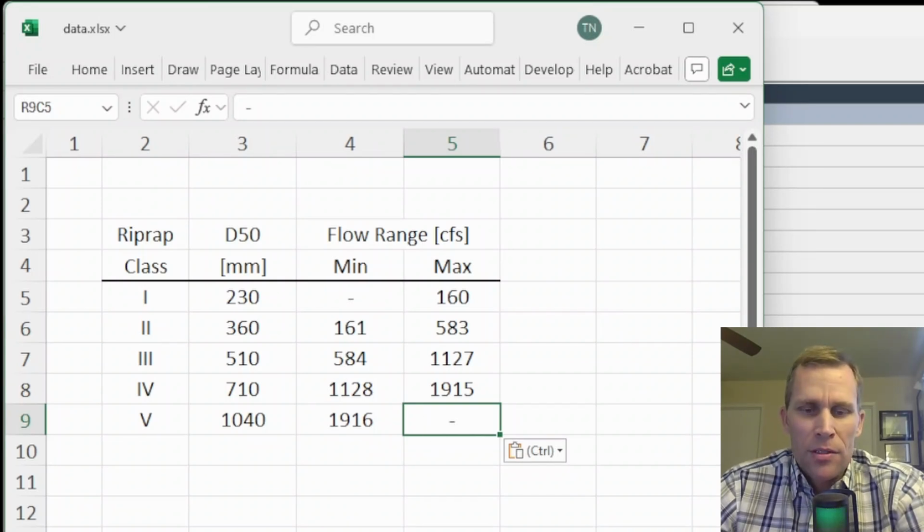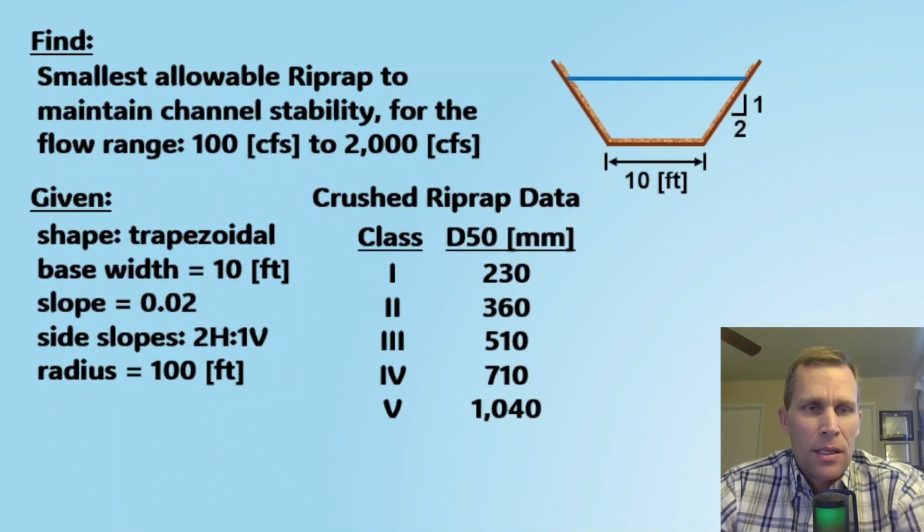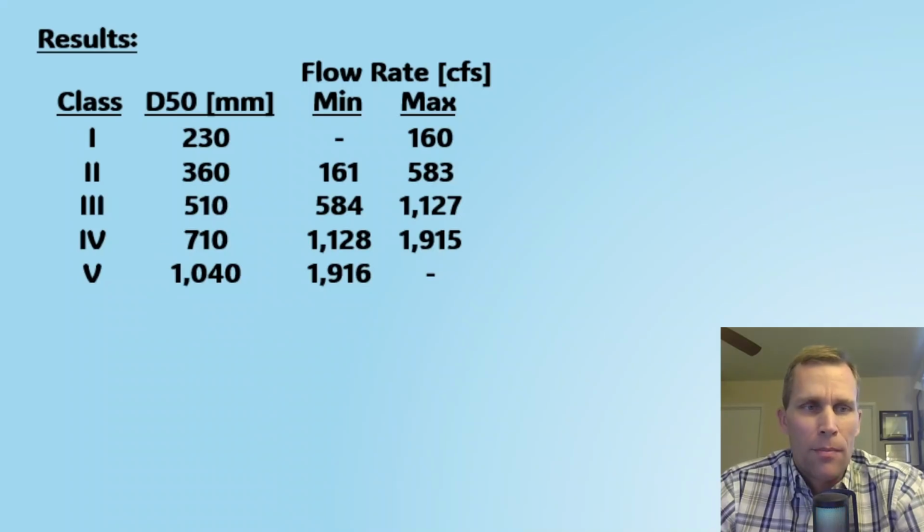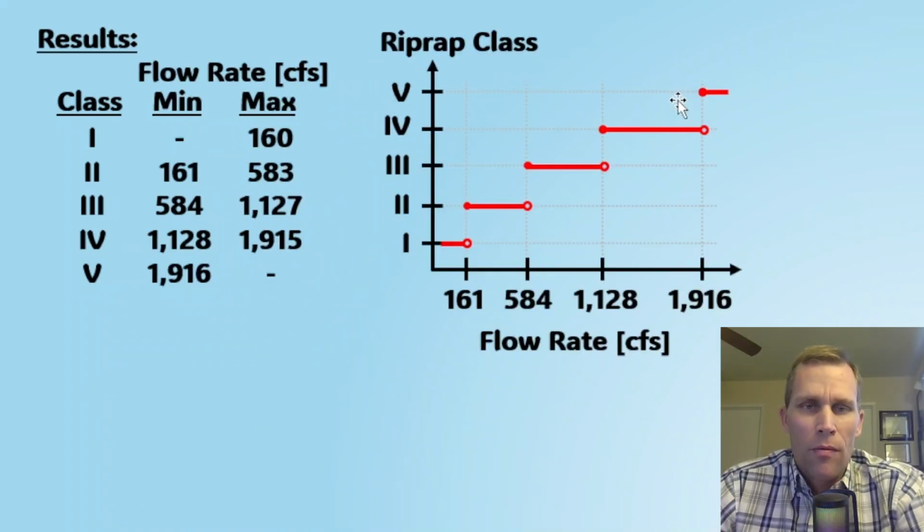All right, so if I was going to summarize in a table of data, here is the results. This is what we just saw in the Excel. And then also I've created a plot here on the final slide. Over to the right here, we have the range of flow rates on the horizontal axis and then the riprap class on the vertical axis.